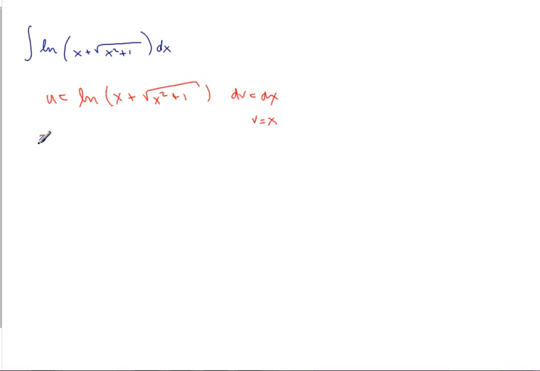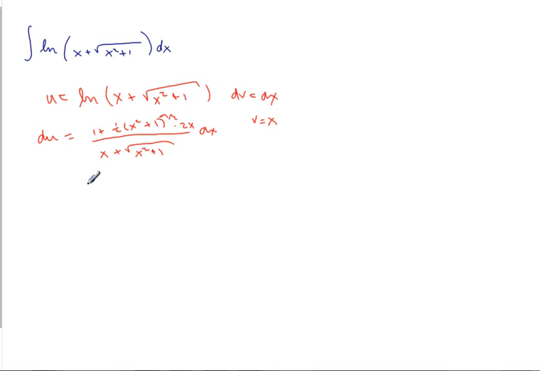And du, using the chain rule, I'm going to get 1 over x plus the square root of x squared plus 1 times the derivative of what's in there. That's 1 plus, we need the chain rule again for the derivative of square root x squared plus 1, so it's 1 plus 1 half x squared plus 1 to the negative 1 half, times 2x. So let's simplify that a little bit, dx.